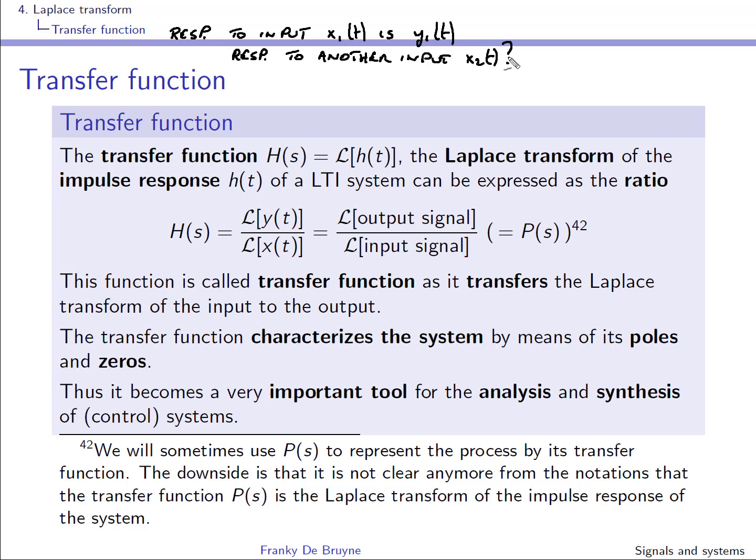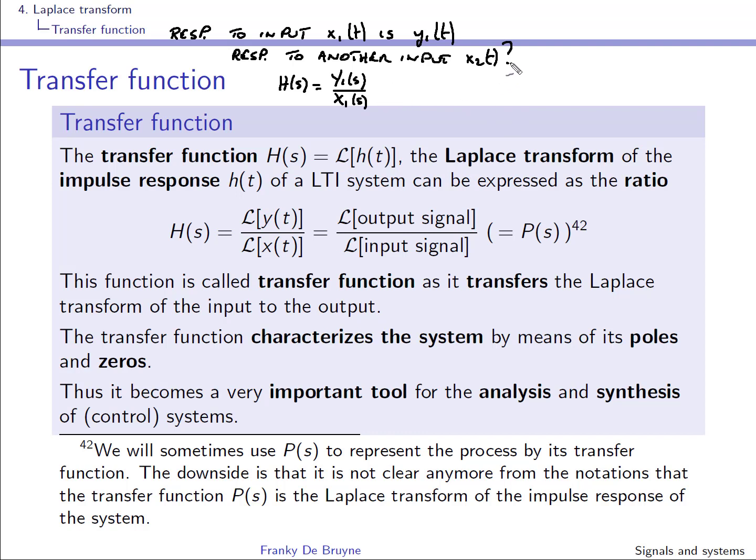So how are we going to proceed? Well, obviously, when you say that a system when given the input x1 of t produces y1 of t, you have enough information to characterize the system. So by this, we know that the transfer function will be y1 of s divided by x1 of s, right?